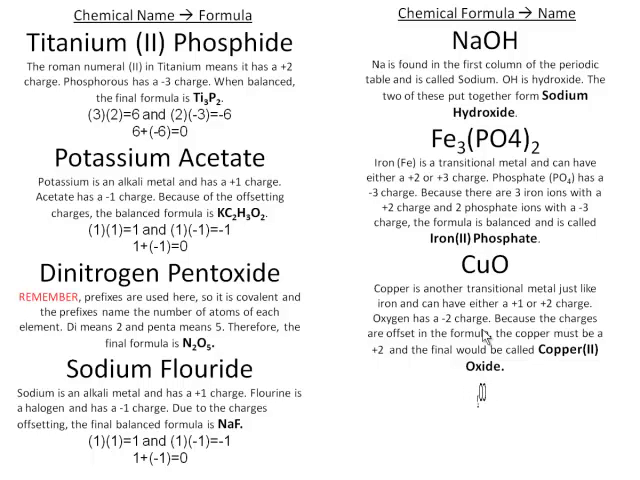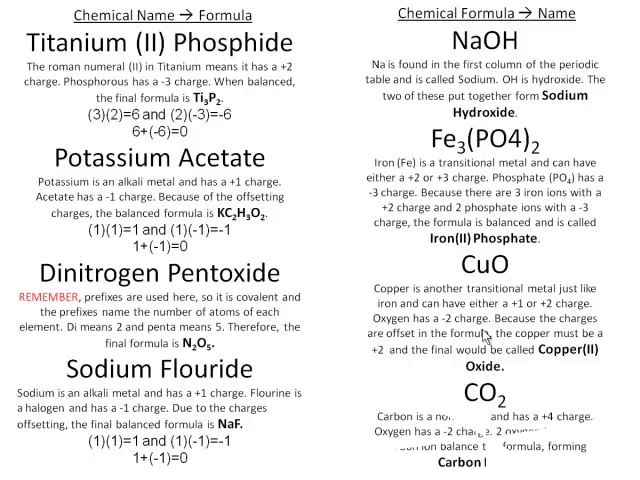Our final example is CO2. Carbon and oxygen are used here. Carbon is a nonmetal and has a +4 charge. Oxygen has a -2 charge. 2 oxygen ions and 1 carbon ion balance the formula, forming carbon dioxide, because 2 times -2 equals -4, and +4 plus a -4 equals 0.